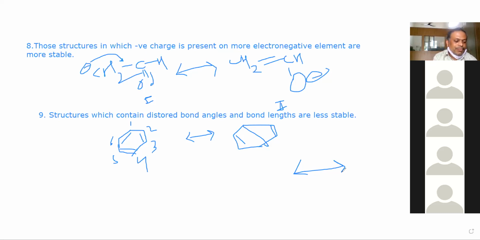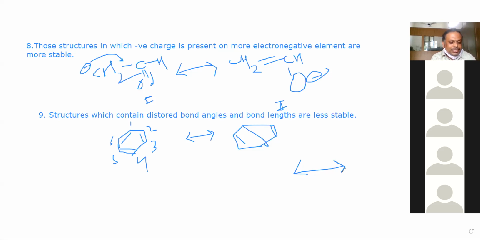Next, if there are more equivalent structures, the stability of the resonance hybrid is greater. Structures which involve charge separation make less contribution to the resonance hybrid than those structures which do not involve charge separation. If there is more charge separation, these structures should contribute less. Structures second, third, fourth are less stable due to separation of charges. And we have given an example of that charge separation.